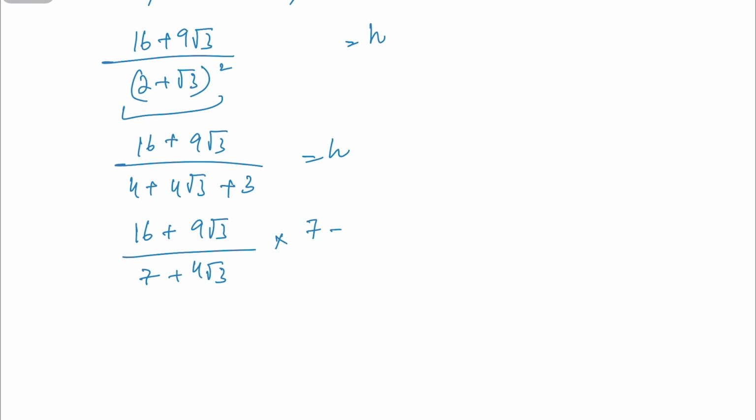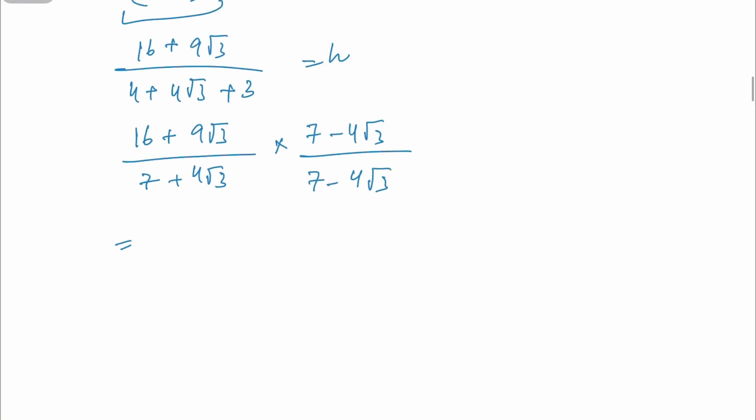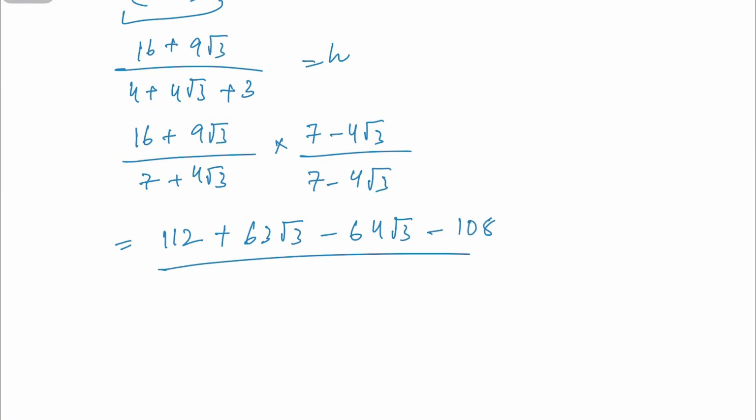We'll be multiplying by the conjugate to get a rational number in the denominator and not an irrational number. So this would be written as 7 into 16, which is 112, and then 7 into 9 would be 63 root 3, then negative 4 into 16 would be 64 root 3, and then negative 4 into 9 would be 36 multiplied by 3, which is negative 108. And then we can use the (a minus b)(a plus b) equals a squared minus b squared formula over here.